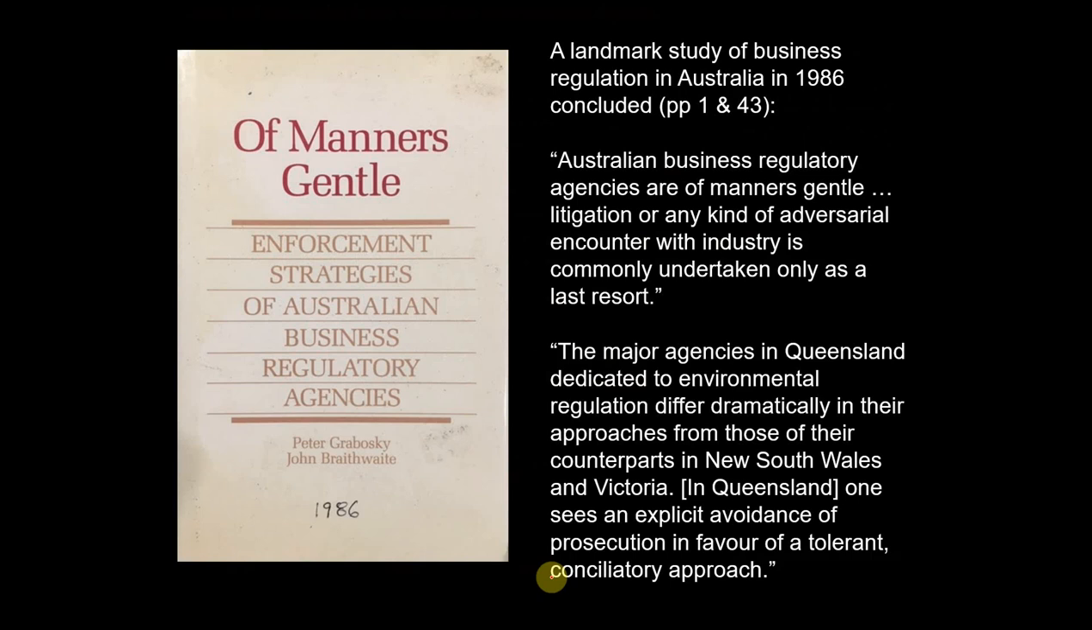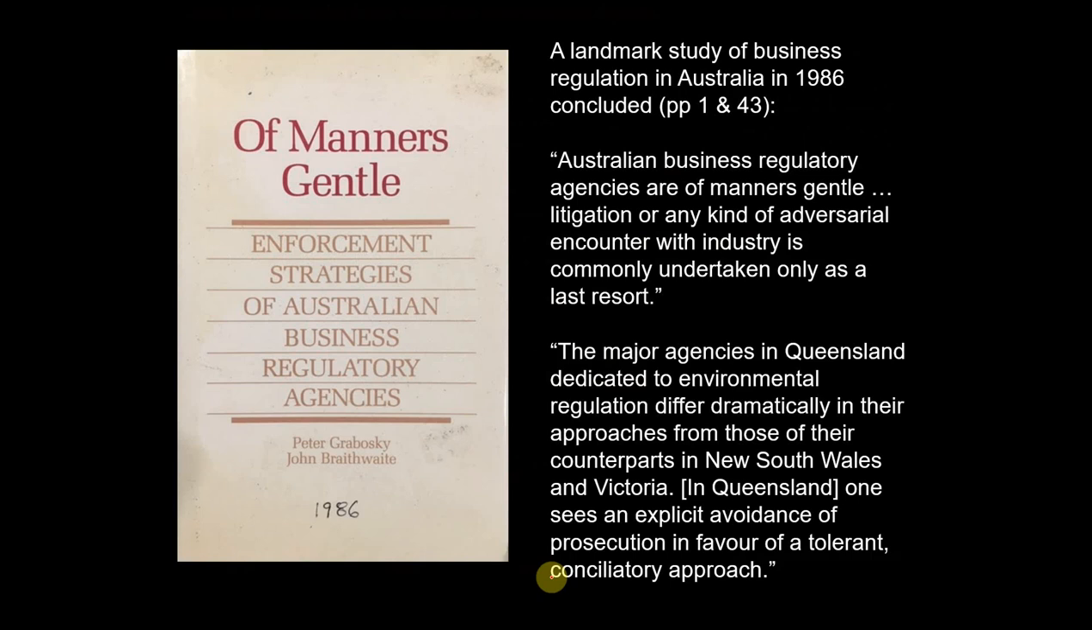A great study was written about it in Australia by Peter Grabowsky and John Braithwaite back in 1986. The book was called Of Manners Gentle: Enforcement Strategies of Australian Business Regulatory Agencies. These authors went around to different business regulators around Australia and looked at their attitudes to enforcement, and they found that Australian business regulatory agencies are very gentle. They don't litigate. They think litigation is a matter of last resort. So they don't like to enforce laws against business.